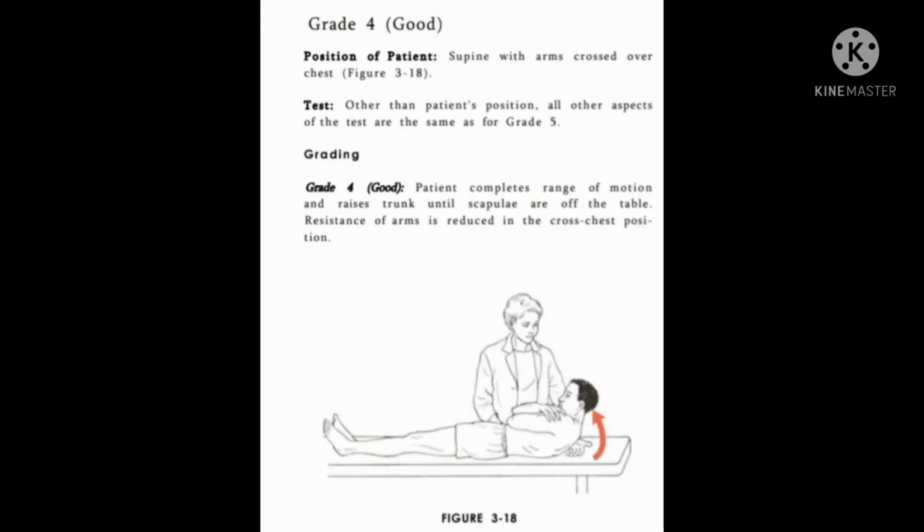Grade 4. Patient position: supine with arms crossed over the chest. Test: other than the patient's position, all other aspects of the test are the same as for grade 5. Grade 4. Patient completes range of motion with the inferior angles of the scapulae off the table. Resistance of the arms is reduced in the cross chest position.